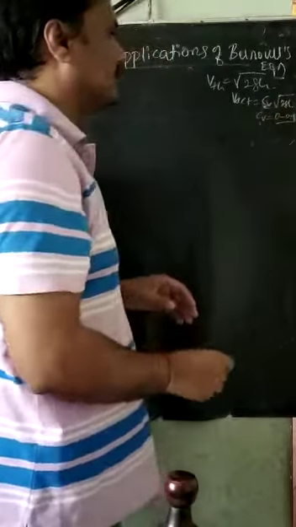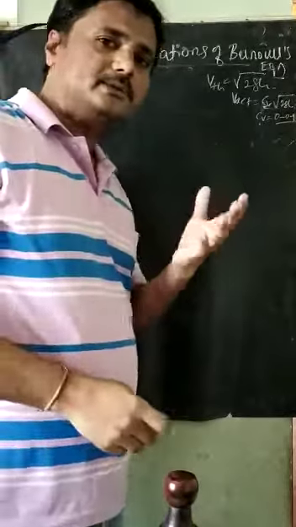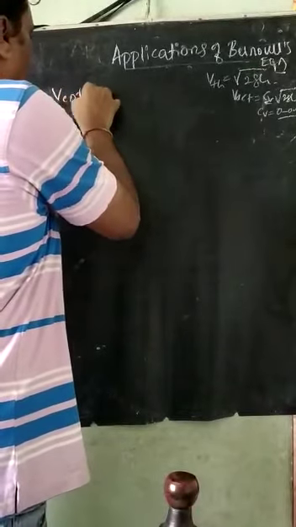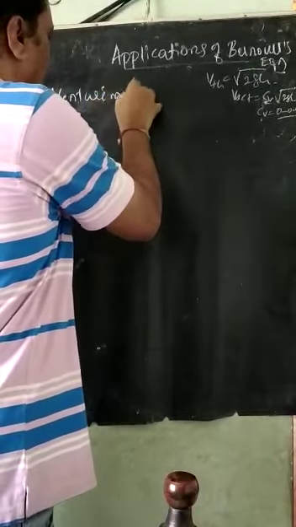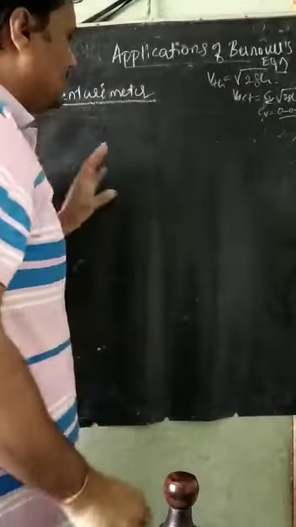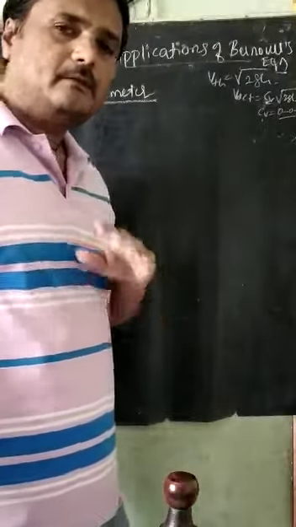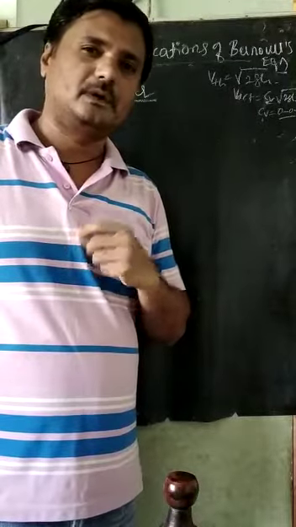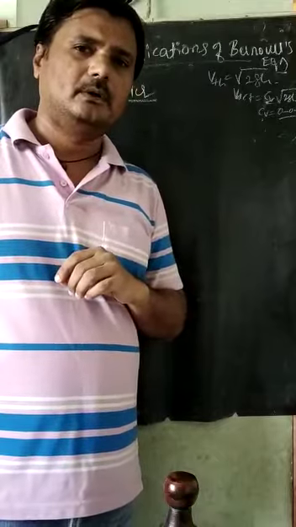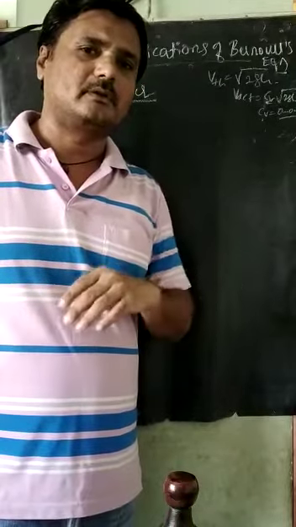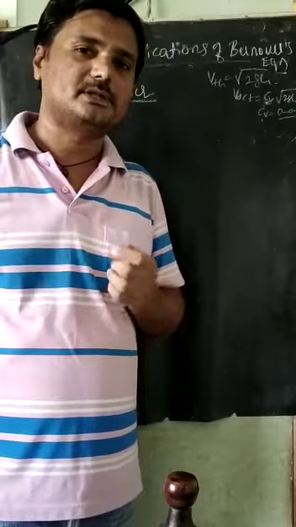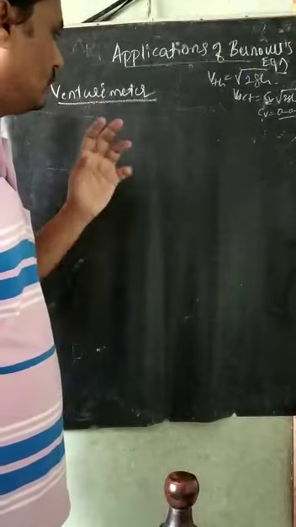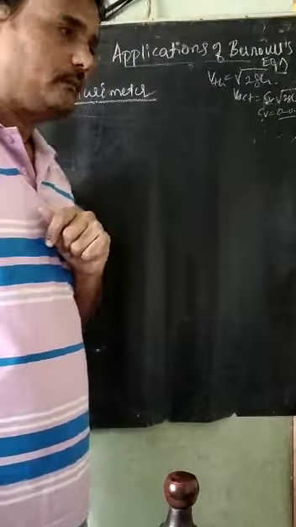This is the velocity coefficient. The next, second application is the Venturimeter. It is used to measure the flow rate or discharge. Sometimes it gives the theoretical discharge, sometimes the actual discharge by using the coefficient of discharge. So first I will explain what we mean by the Venturimeter.